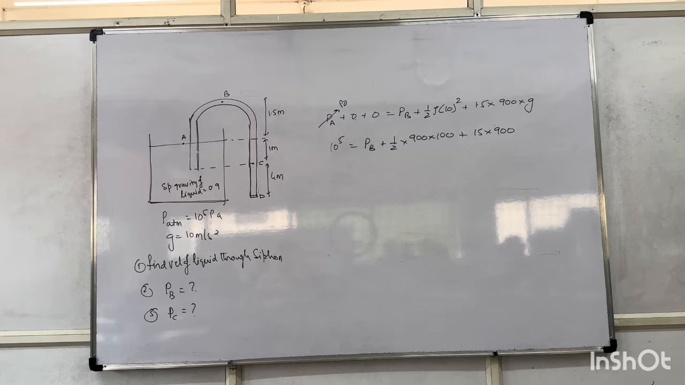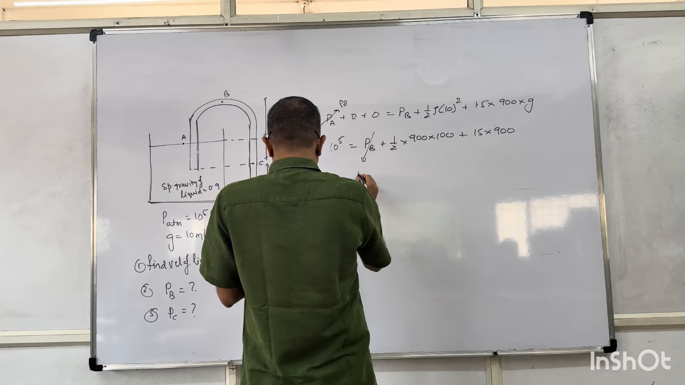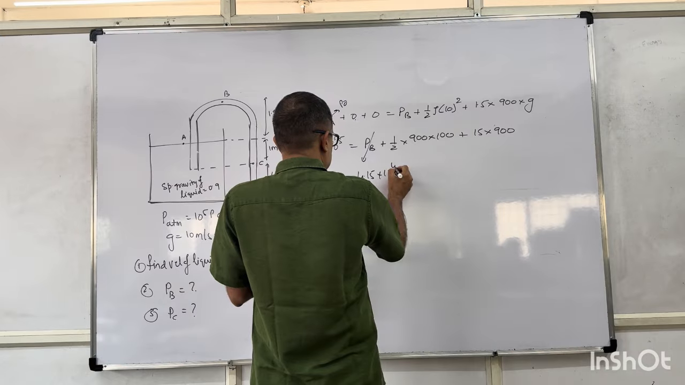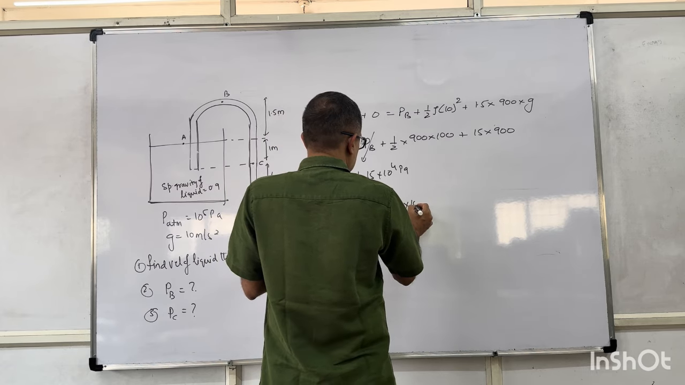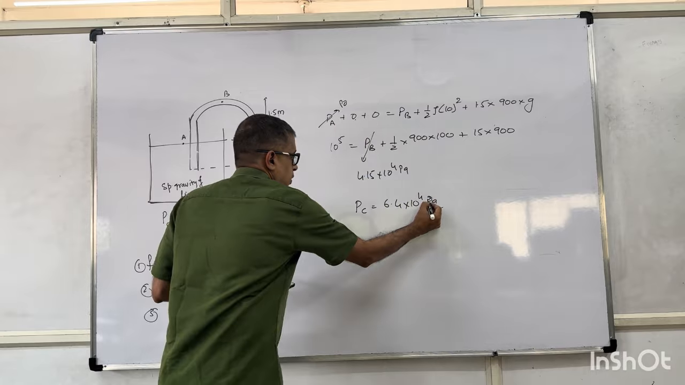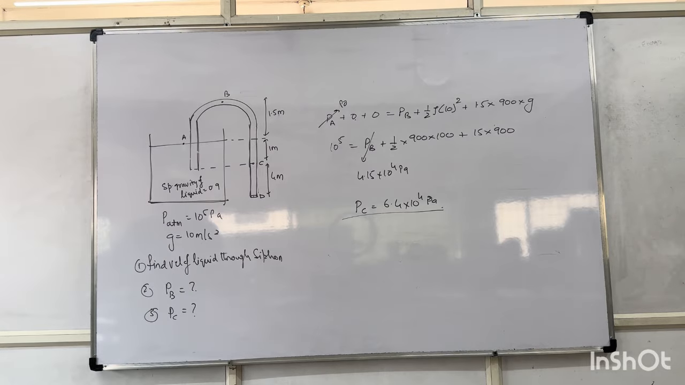PC, PB 4 point. PC, how much are you getting? PC 6.4 into 10 raised to 4 pascals. PB you will get 4.15 into 10 raised to 4 pascals. PC you will get 6.4 into 10 raised to 4 pascals. PC I leave it to your fine judgment.